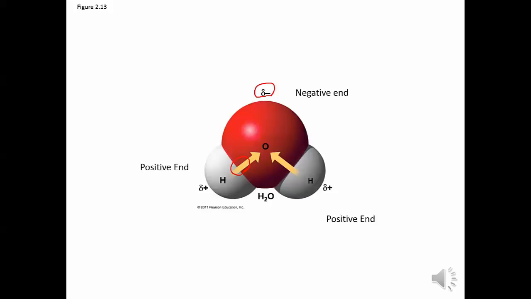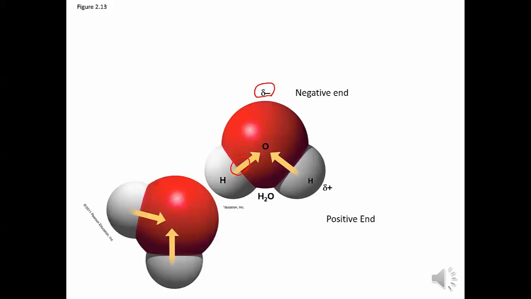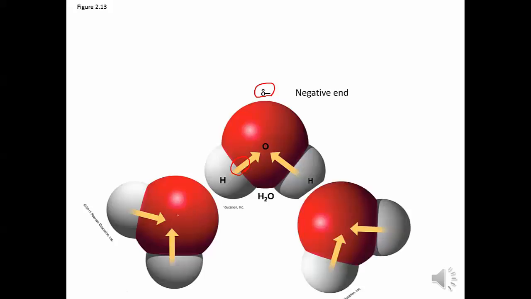And this is going to lead to many of the properties that we see in water. For example, we know this oxygen here is negative and this hydrogen is positive. So right here we're going to form a hydrogen bond. They're attracted to each other because of their opposite charges. We're going to see that when we talk more about water in the next chapter.